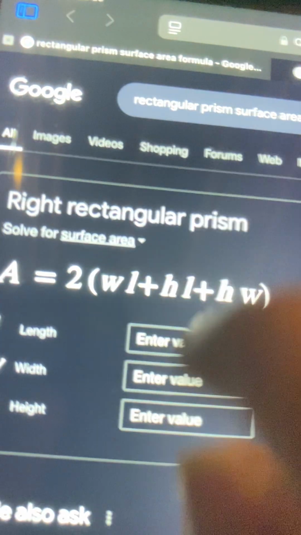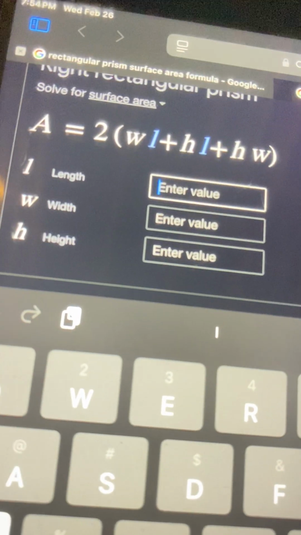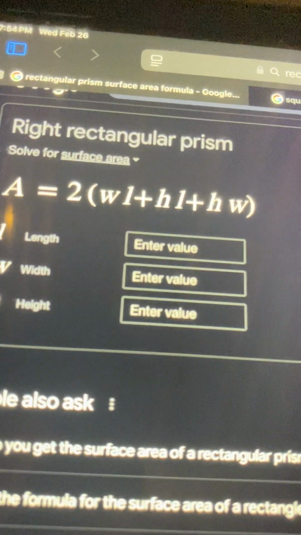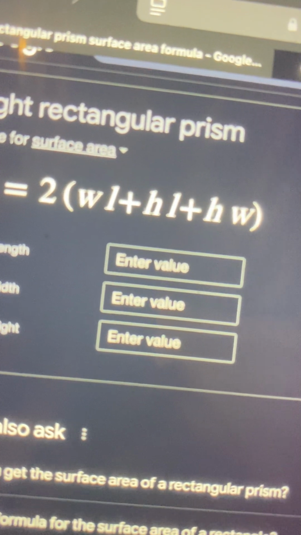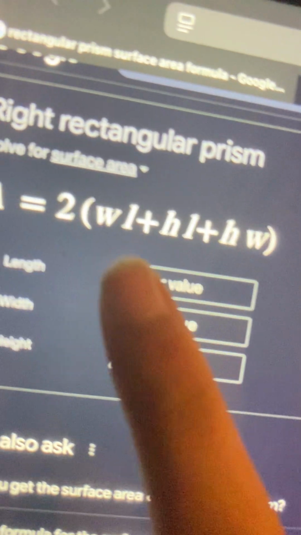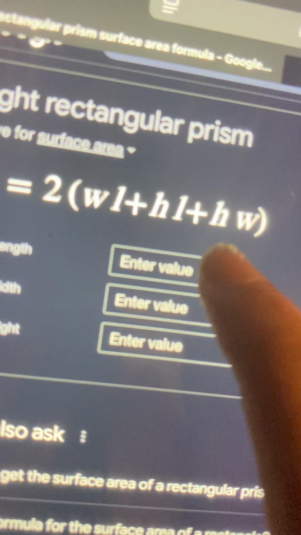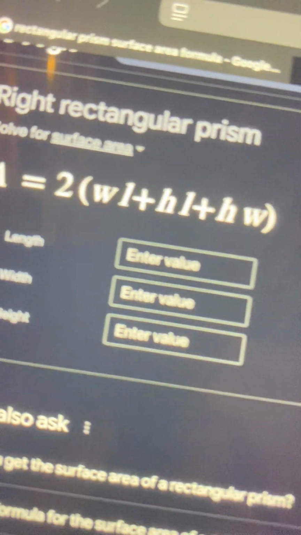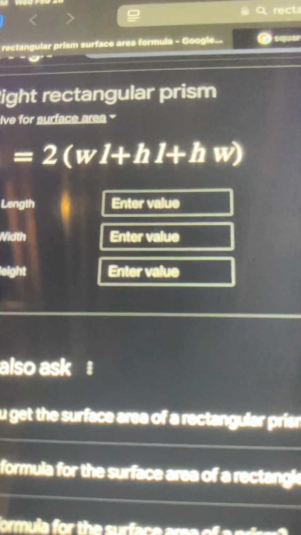So in the parentheses, we see 2 W's, 2 L's, and 2 H's. And since one variable multiplied by itself equals that variable squared, the formula could also be written as 2 times W squared plus L squared plus H squared, because W times W is W squared, L times L is L squared, and H times H is H squared. So, either way, the formulas are the same exact thing, just with different formations.